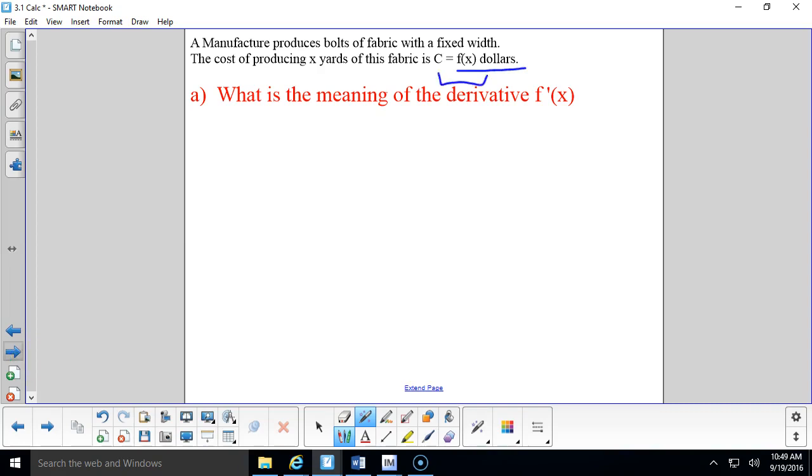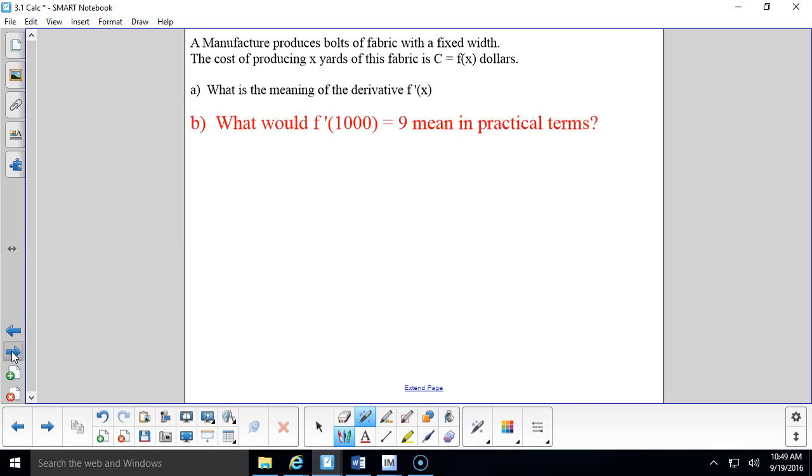What is the function? Well, the function here is the cost of producing x number of yards. So this question is simply asking for the meaning of the derivative of f of x: it is the rate of change of the cost of producing x yards of fabric. So it's the rate at which the cost is changing, not the total cost, the rate at which the cost is changing.